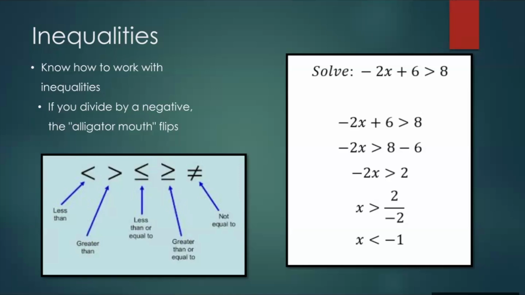All values less than negative 1 are possible answers for this inequality, all right? x is not equal to negative 1. Our possible answer choices could be negative 2, negative 3, negative 1 million, right? Those are all less than negative 1.